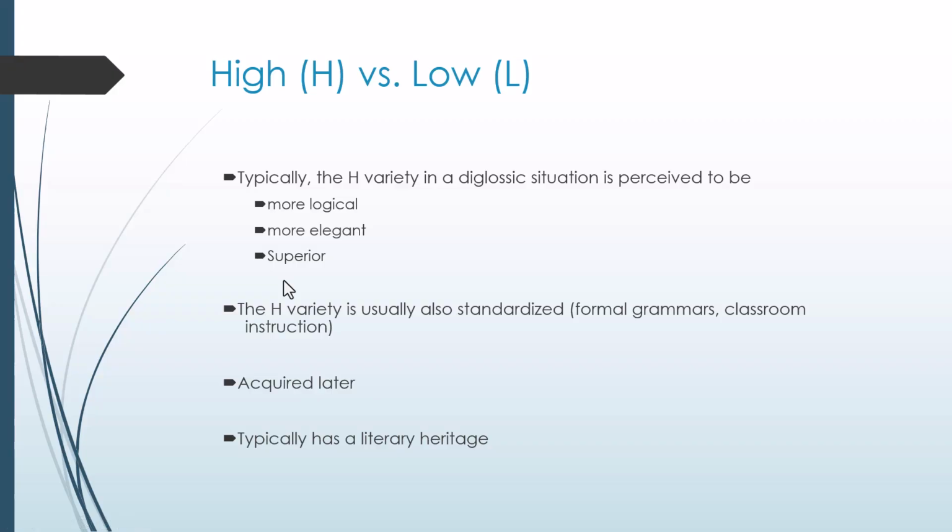When you hear somebody from Louisiana, they're talking kind of funny like this, and you're like, "Well, that person's probably pretty stupid." They're not necessarily stupid. They're no more stupid than somebody from LA, right? They just have a dialect that is stigmatized. It's one of the L varieties in a diglossic situation, right? And so just keep that in mind.